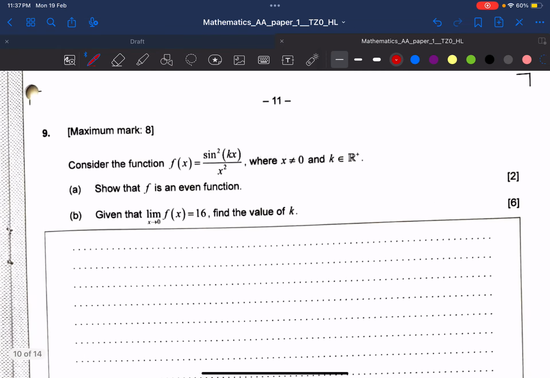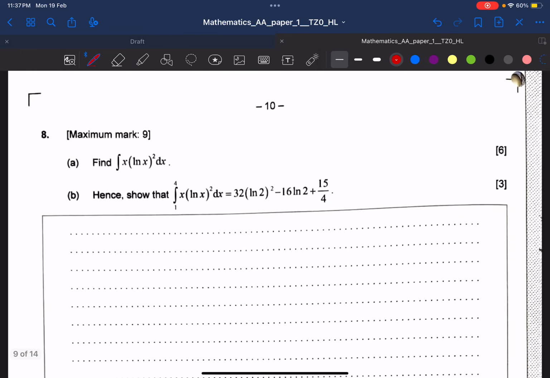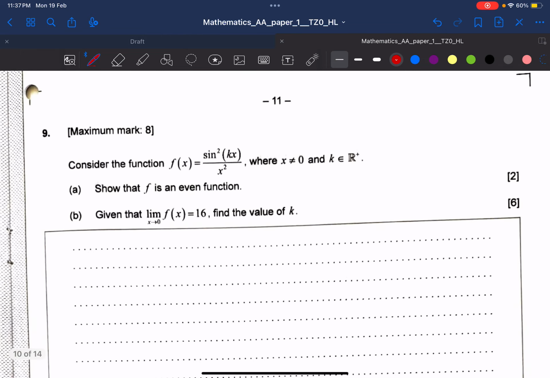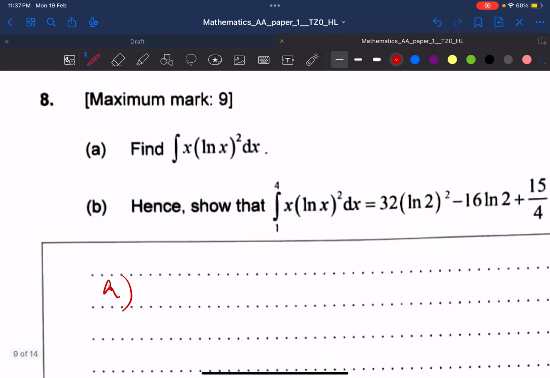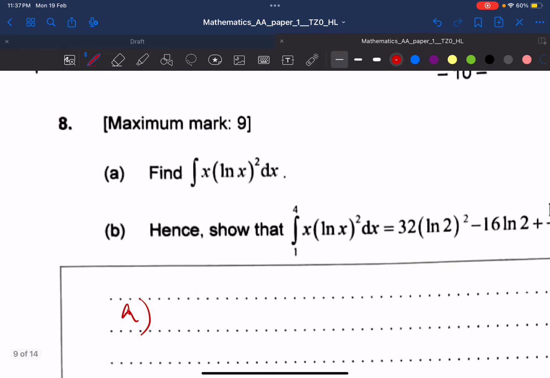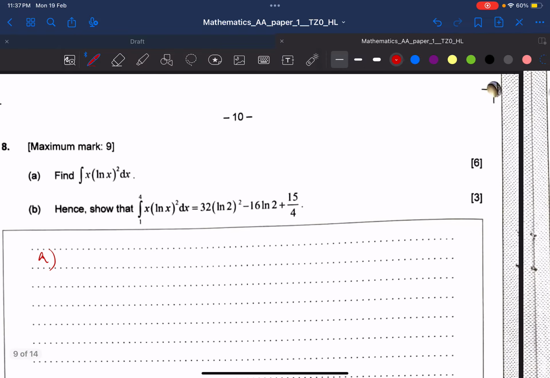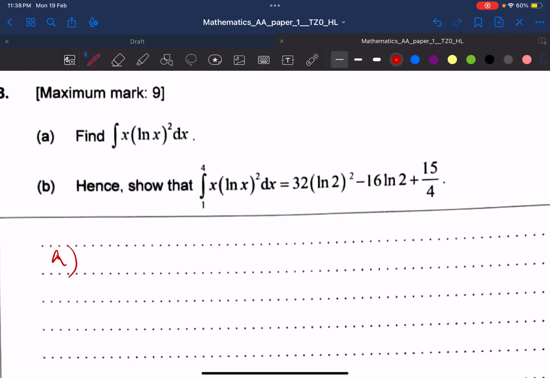Okay, so I think we have an integration question and a L'Hopital's rule question at the end. Let's see. Part A, find this particular integral here. I think we need to do this by integration by parts. It's 6 marks. So let's try to integrate this by parts.